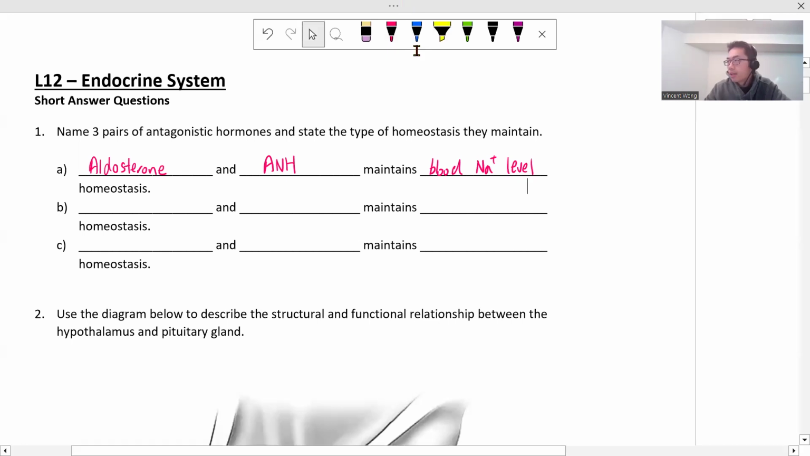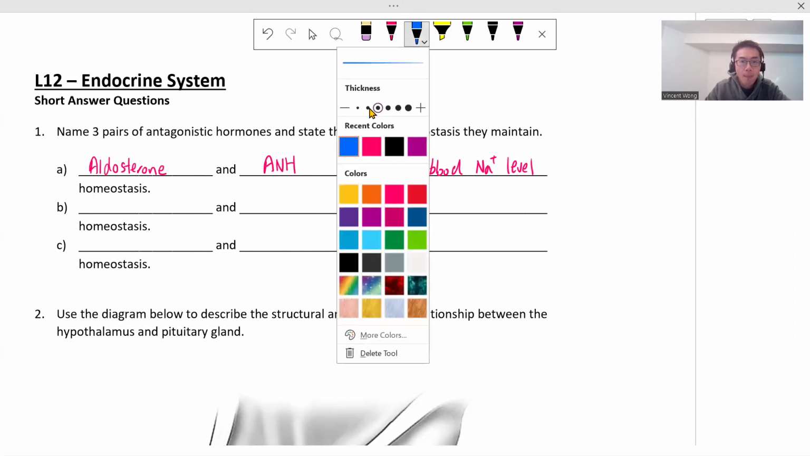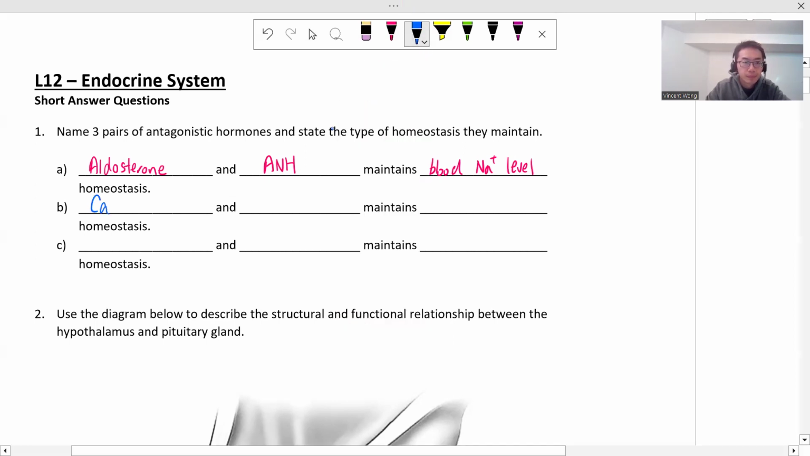The second pair of antagonistic hormones that we learned was in the bone unit, and that is going to be calcitonin and PTH, parathyroid hormone, and together they maintain blood calcium level.